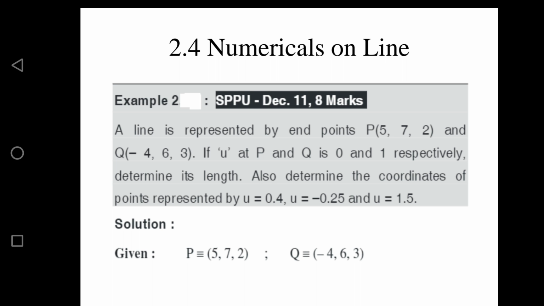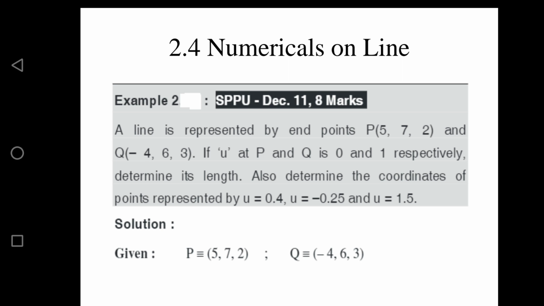We are asked to find the length of the line and also determine the coordinates of the points represented by u equal to 0.4, u equal to -0.25 and u equal to 1.5. Along with finding the length of the line, we also determine the coordinates of the points at u equal to 0.4, -0.25 and 1.5. So let's solve this question by writing the points P equal to (5, 7, 2) and Q equal to (-4, 6, 3).